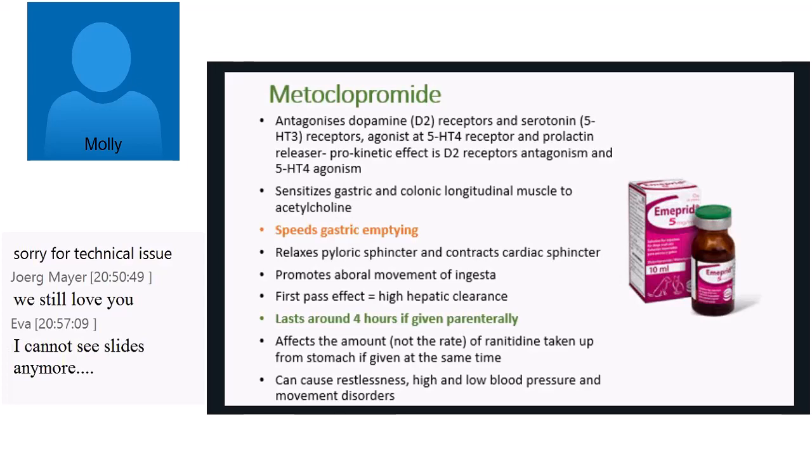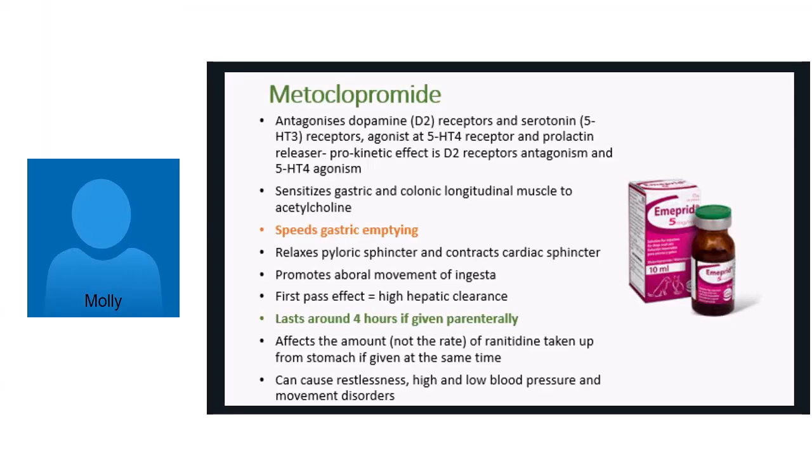So the chemical neurotransmitter that essentially causes muscle contraction. What it actually does, while it certainly works on the colonic longitudinal muscle, it speeds gastric emptying, relaxes the pyloric sphincter and contracts the cardiac sphincter. And we need to remember that the way that we give this is relatively important. There is a high first pass effect, so it is not as effective if it's given orally, and it only lasts a short amount of time if it's given parenterally.